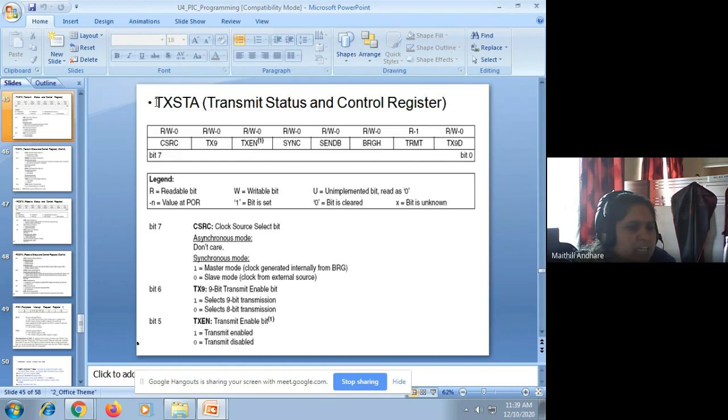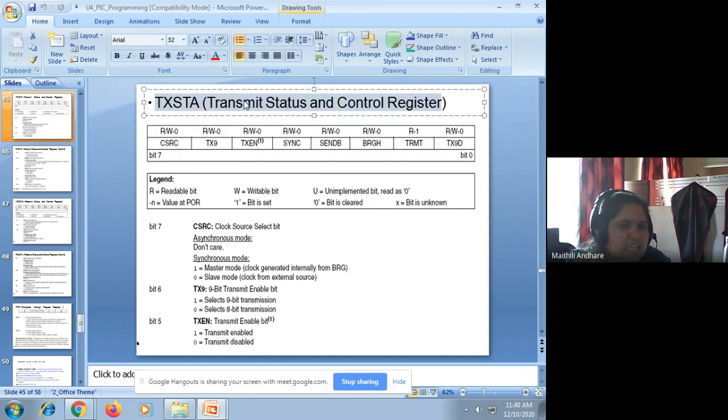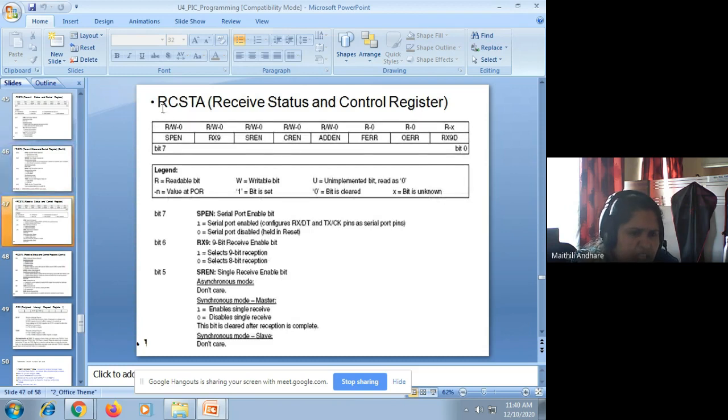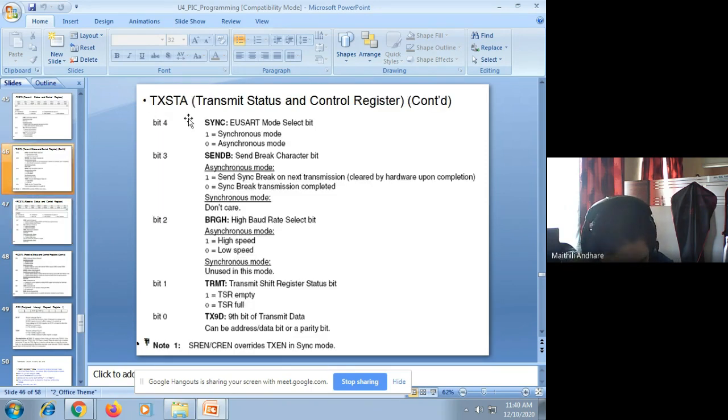So this is the TXSTA register, that is the transmit status and control register. It will control the communication as well as provide the status. What type of status will it provide? Whether the transmission is completed or not. The same goes for reception also; a separate register is there for showing the status of transmission and for controlling the transmission operation, the TXSTA register is available.